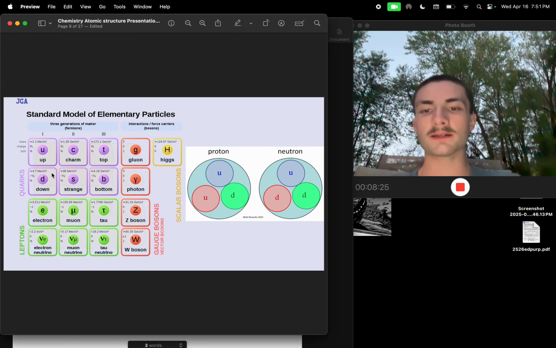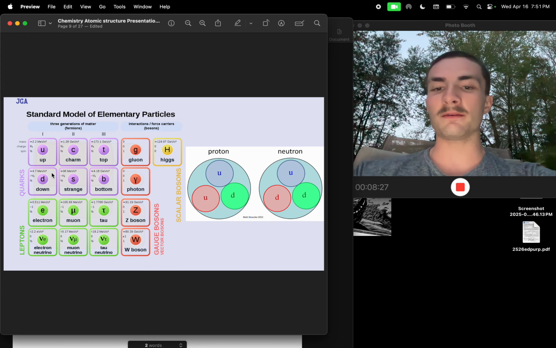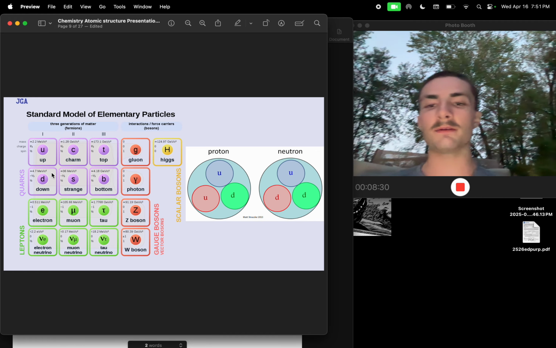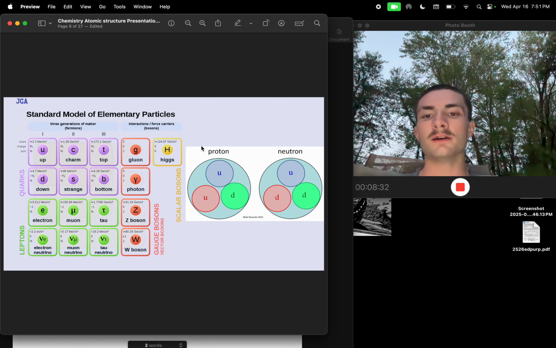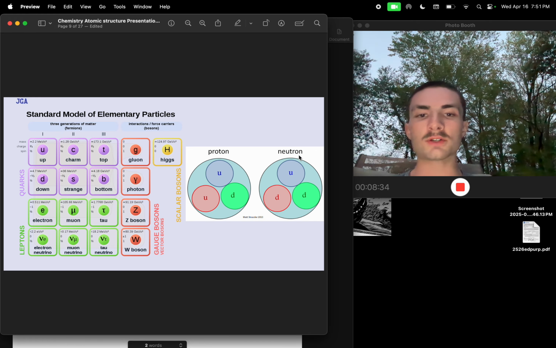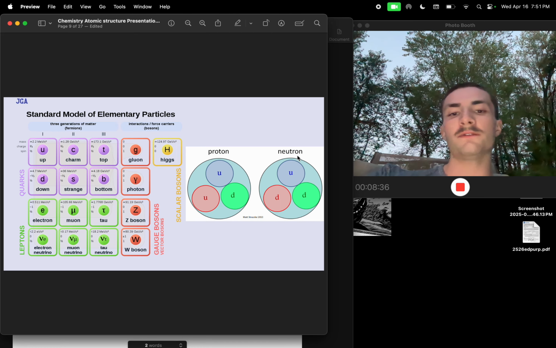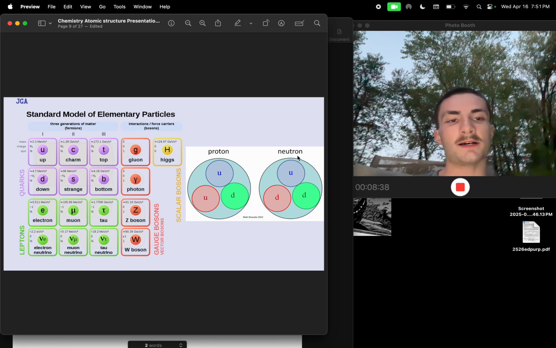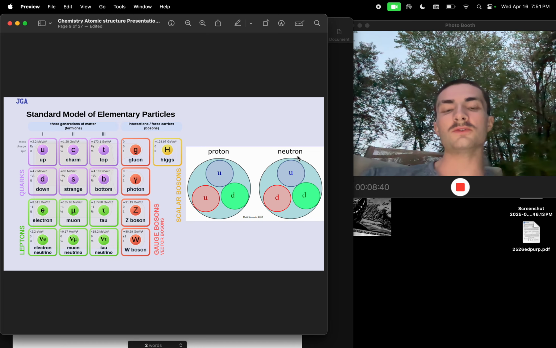Up and down is what makes up a lot of our ordinary matter. And by ordinary matter, I mean specifically protons and neutrons, these two things. Again, protons and neutrons make up the nuclei of every single atom. The proton is positively charged and the neutron is neutrally charged.